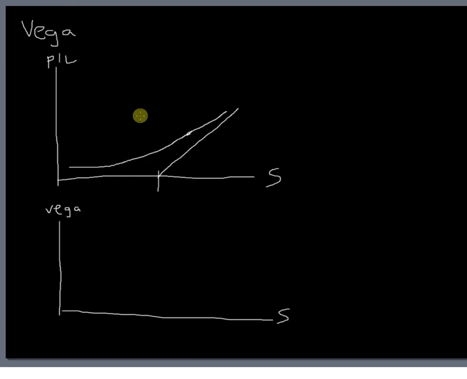Let's move on to Vega. What is Vega? Vega is represented by the Greek notation V, and this is the change in the option price over the change in volatility. Okay, let's look at this again. We start off from a basic call option. This is the call option payoff diagram. We look at this point.